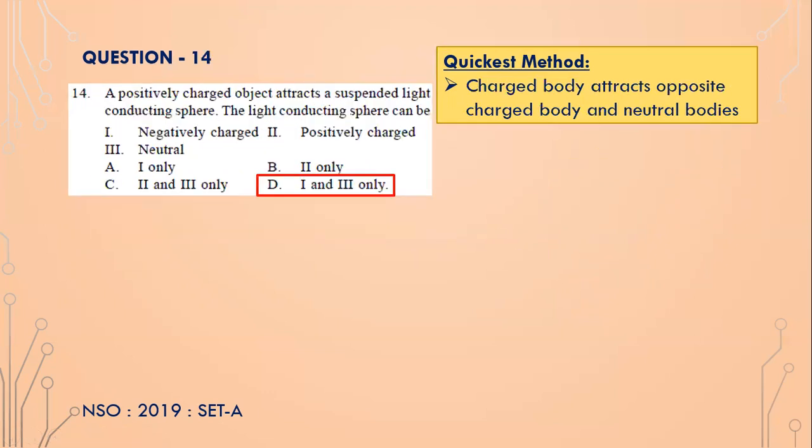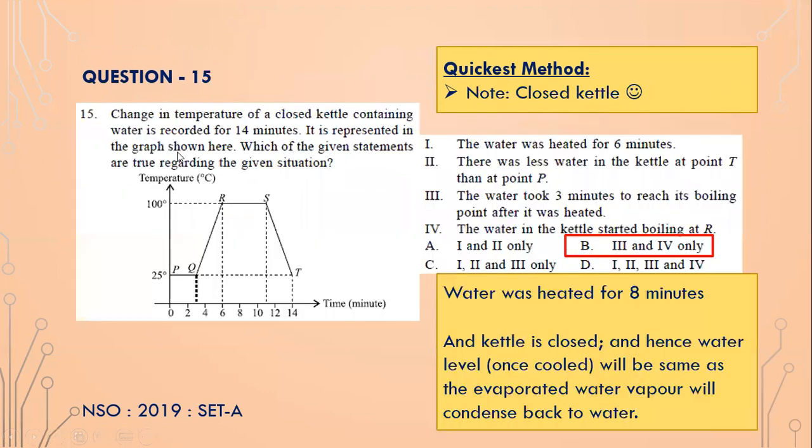A positively charged object attracts a suspended light conducting sphere. The light conducting sphere can be, okay, so charged bodies, you have to remember, charged bodies attract oppositely charged bodies as well as neutral bodies. So the light conducting sphere could be negatively charged because it attracts the positively charged object, or it could be neutral as well. So positively charged objects will attract negatively charged objects as well as neutral objects.